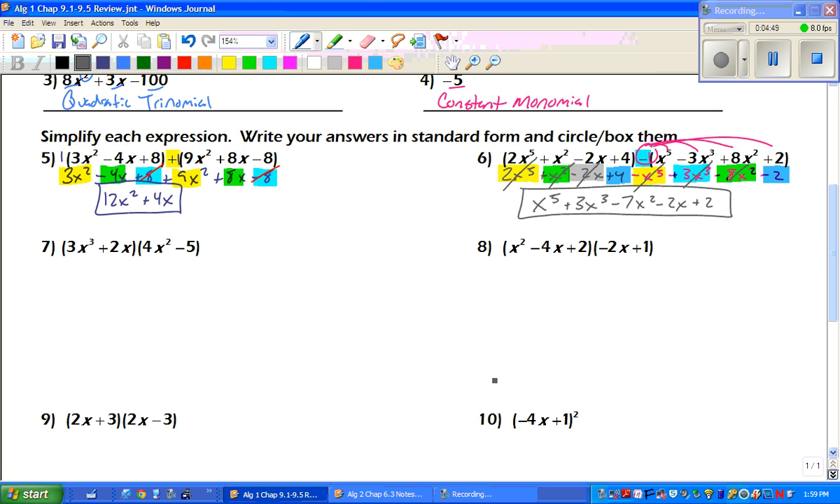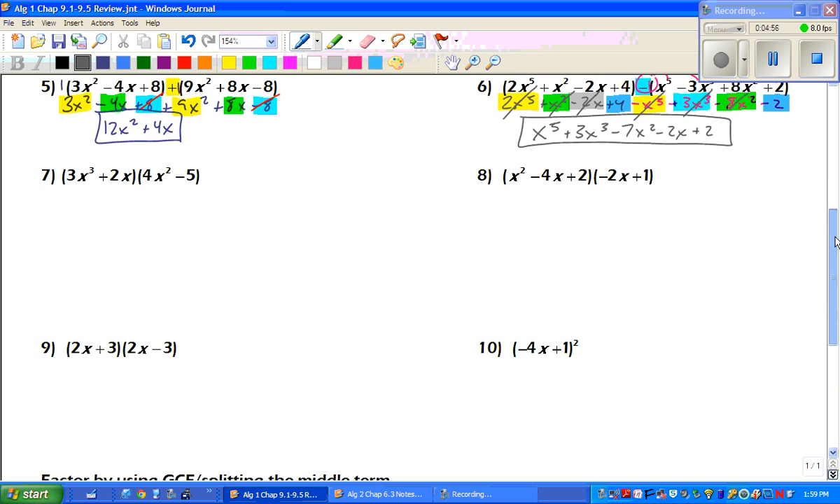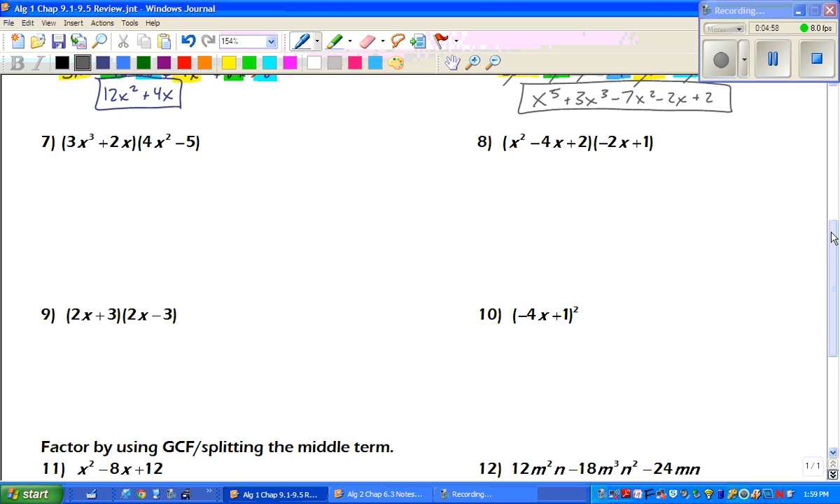Key thing is just to make sure to combine your like terms. Don't get scared, don't get lost with all of the exponents. All right, let's move on.